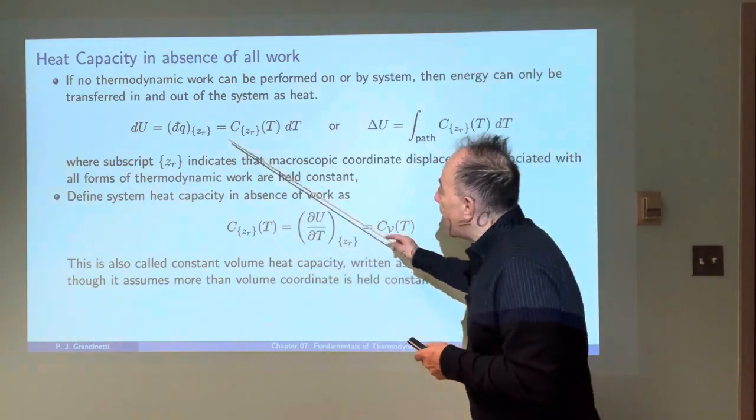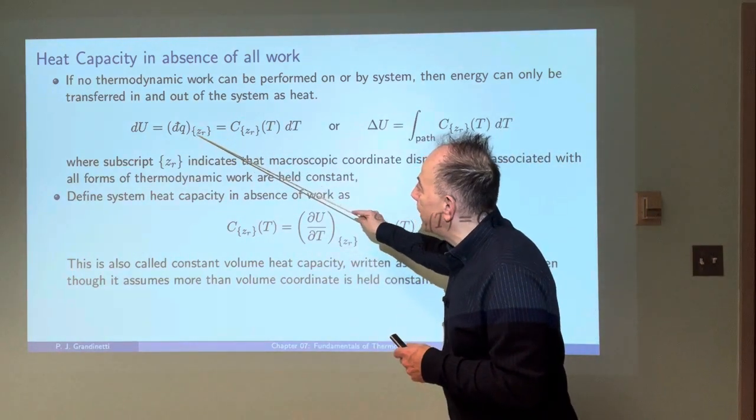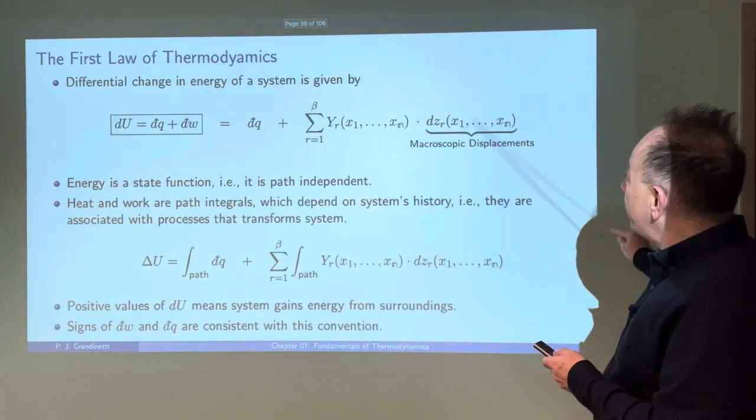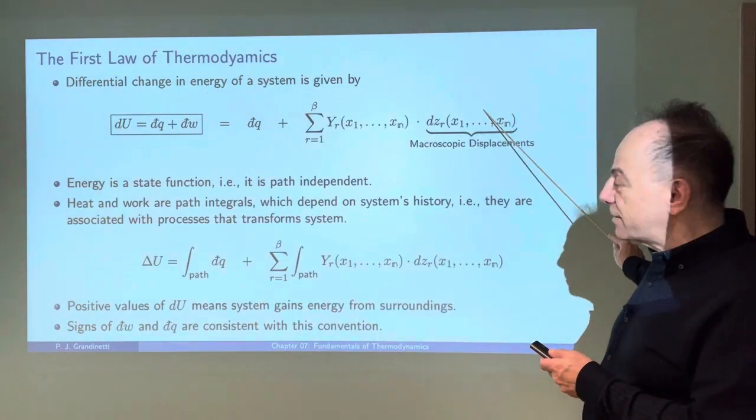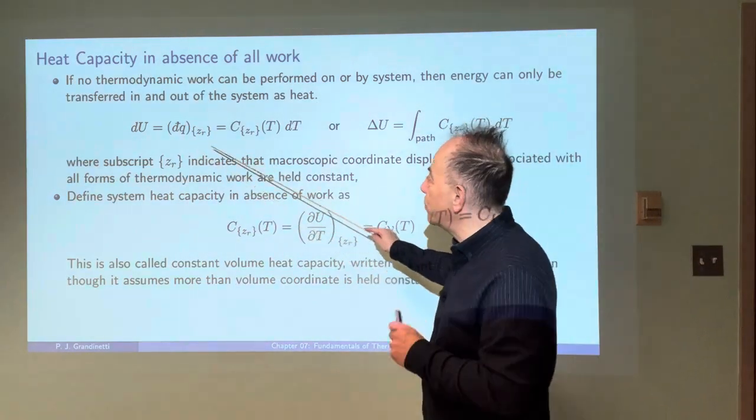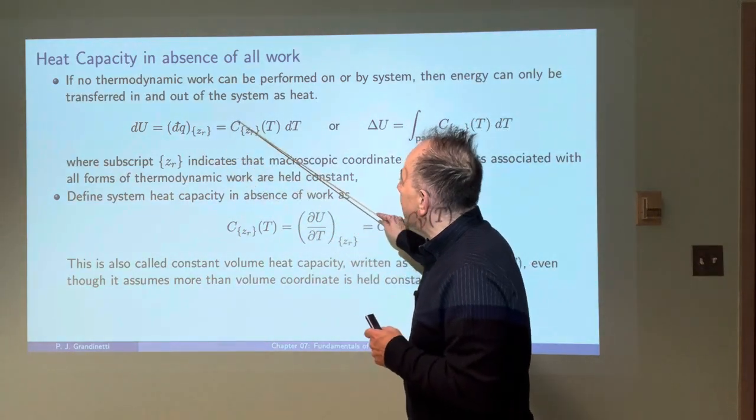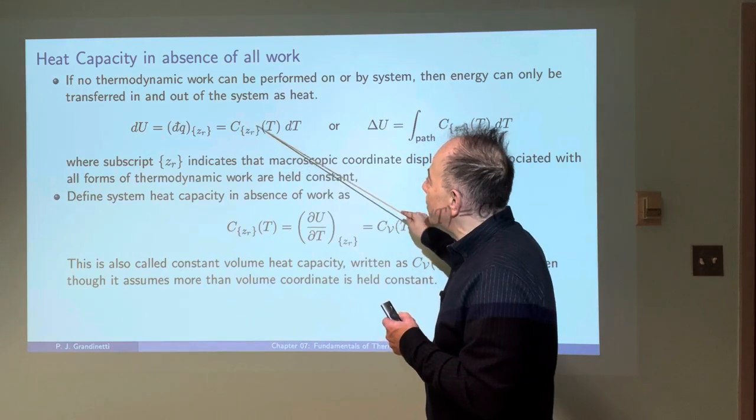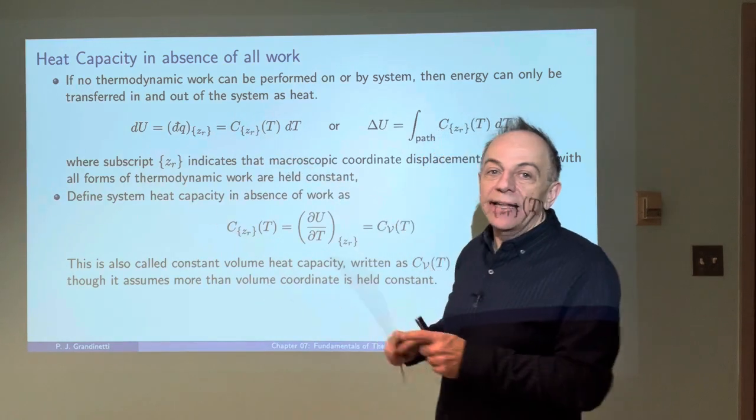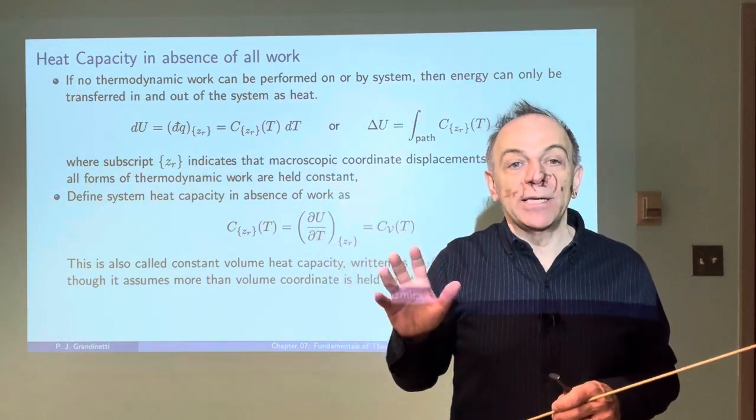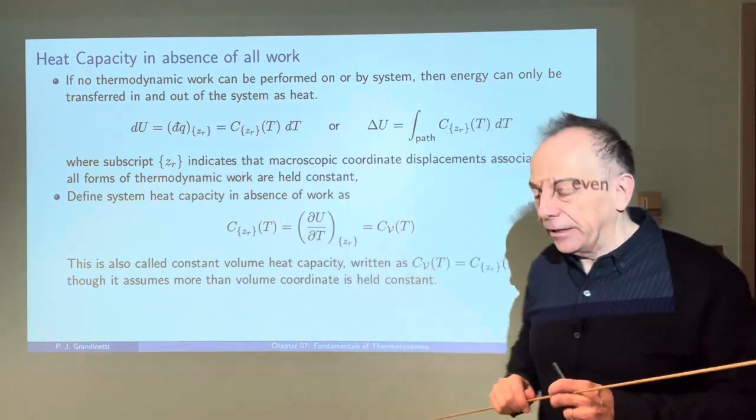Now, in this case, I'm using a subscript here with curly brackets, and I'm writing ZR to represent the fact that all of these displacements are held fixed. They're all constant for the process, so that we're clear how this was happening. So when I write C as the heat capacity, I'm writing C with a subscript curly bracket ZR here to indicate that that's the heat capacity when all of those macroscopic displacements are held fixed, okay?